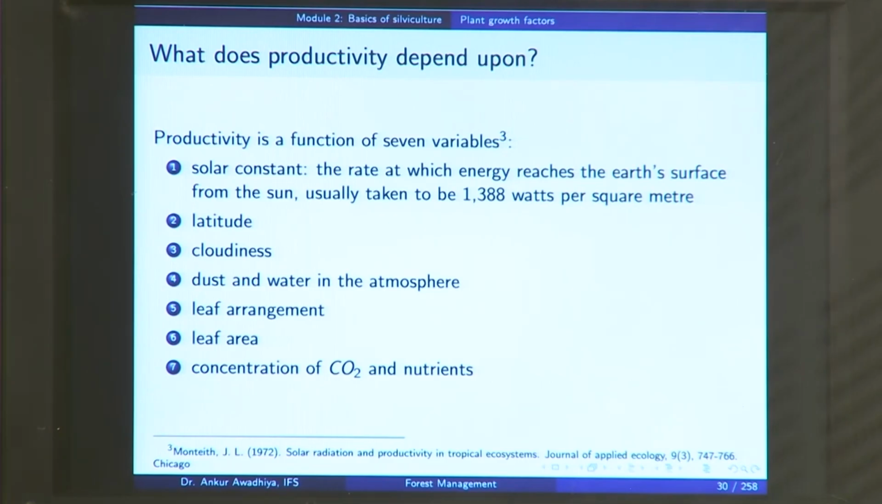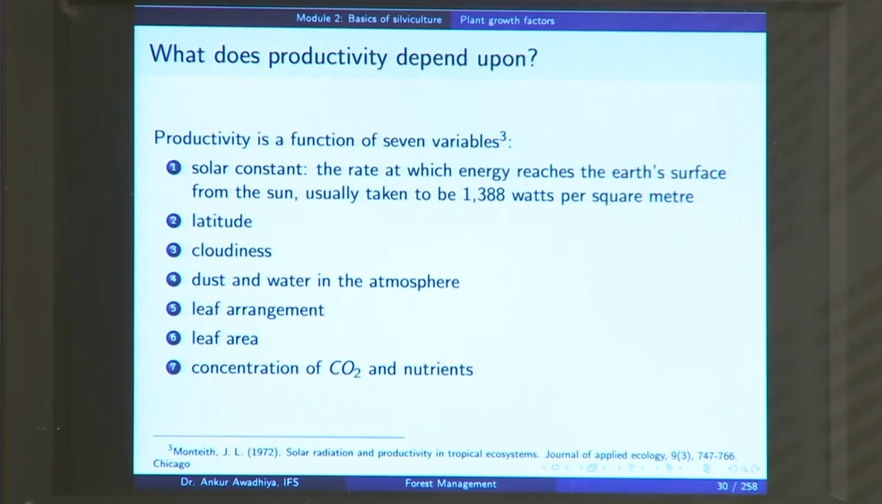Then productivity depends on cloudiness, because if you have clouds, then the sunlight is not directly able to reach the plants, because the clouds reflect the sunlight back into space. So, the amount of cloudiness will also determine the amount of productivity in an area. Then the amount of dust and water in the atmosphere will also determine the productivity in that area, because with dust and water also some amount of energy will be reflected back.